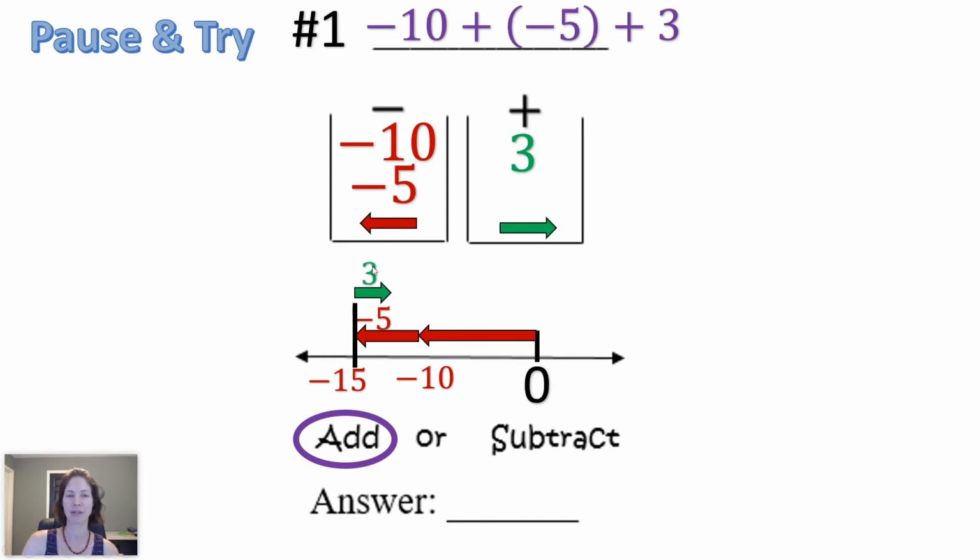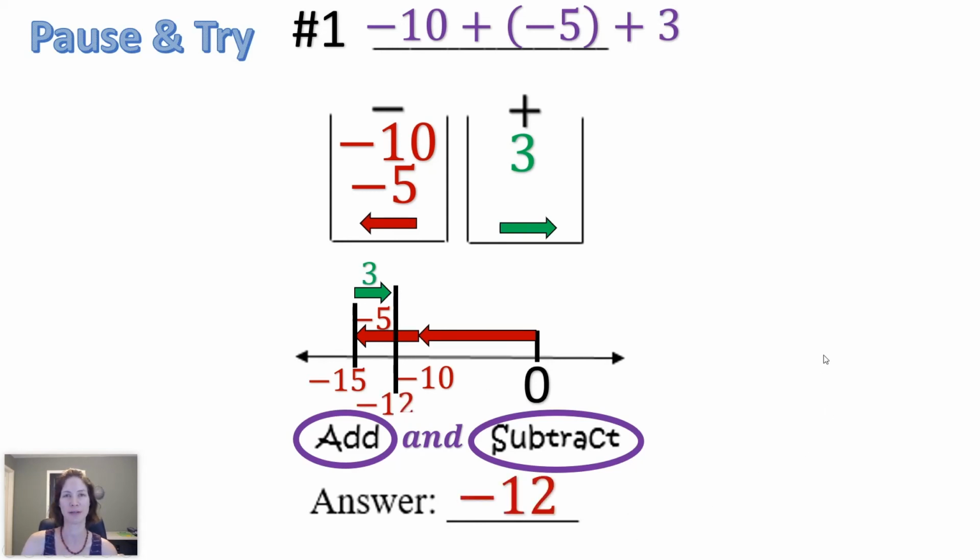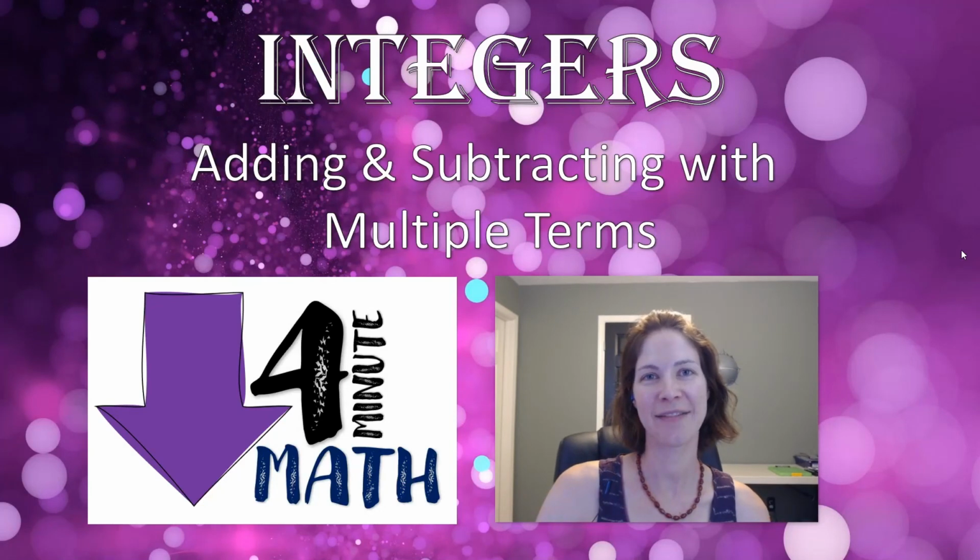That means we are losing distance. We're going back towards 0, so we'll have to subtract. So negative 15 is what we had as a total for these two, minus the 3, because we turned around, gives us an answer of negative 12. And that's the end of adding and subtracting integers when there are multiple terms.